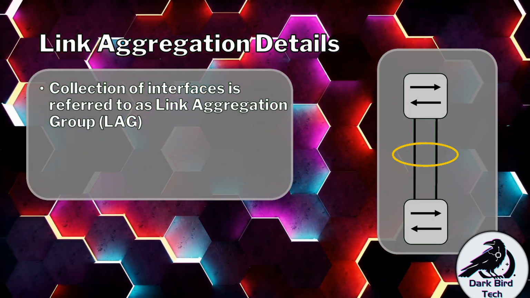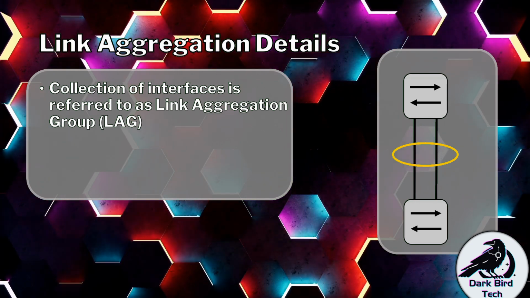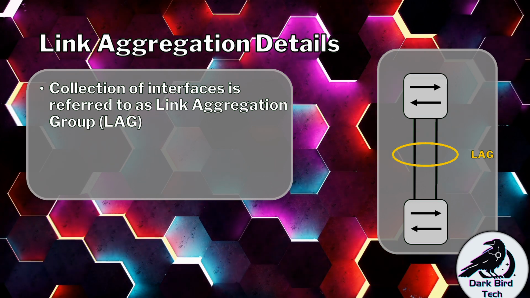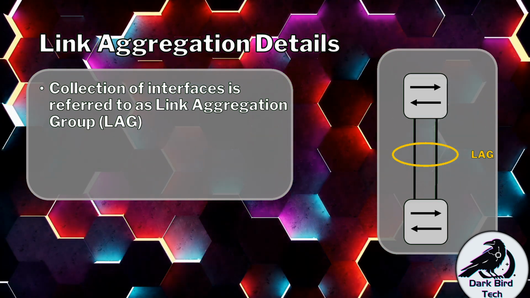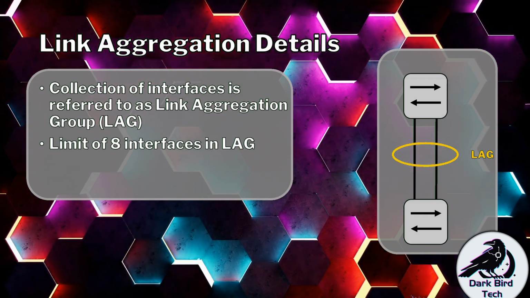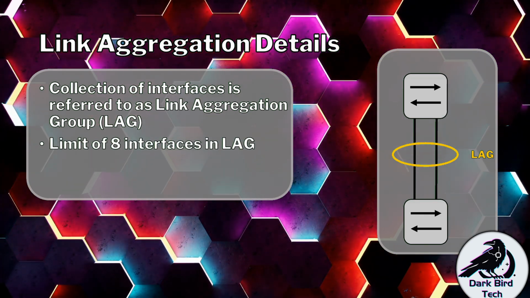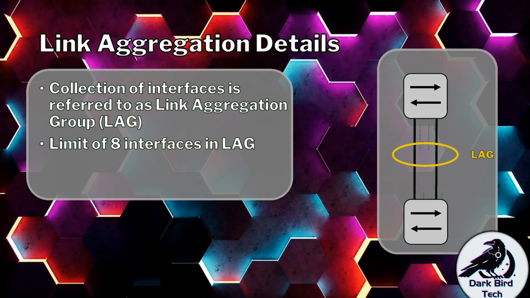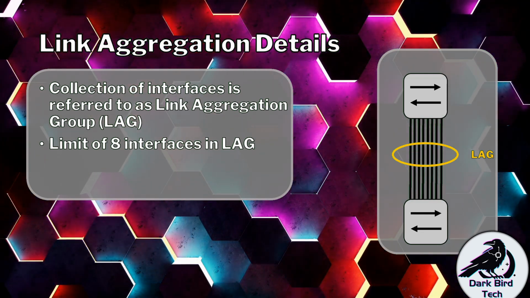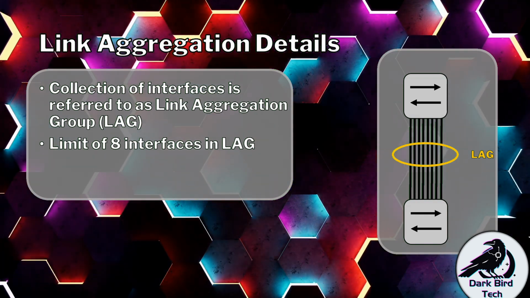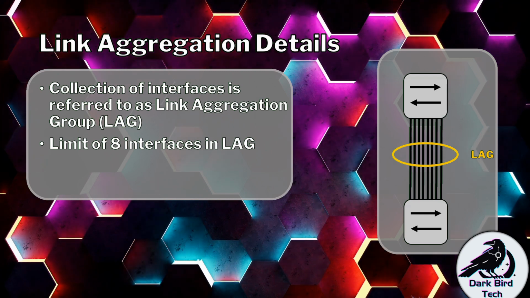You're going to hear about the LAG, or the link aggregation group. This is just the name we give to the interfaces working together. One thing to be very, very mindful of is we are limited to having a maximum of 8 interfaces in a link aggregation group. So between these two switches, I could not have anything more than those 8 connections.